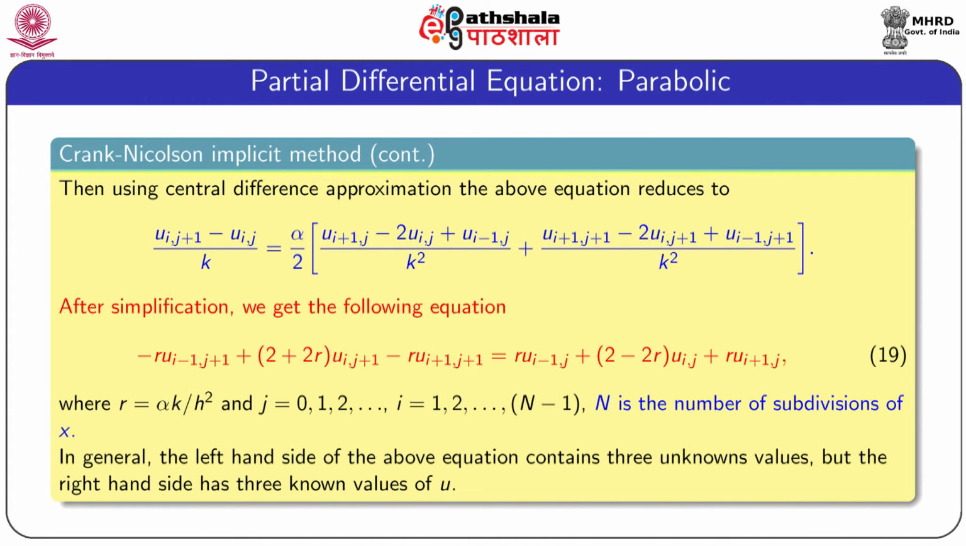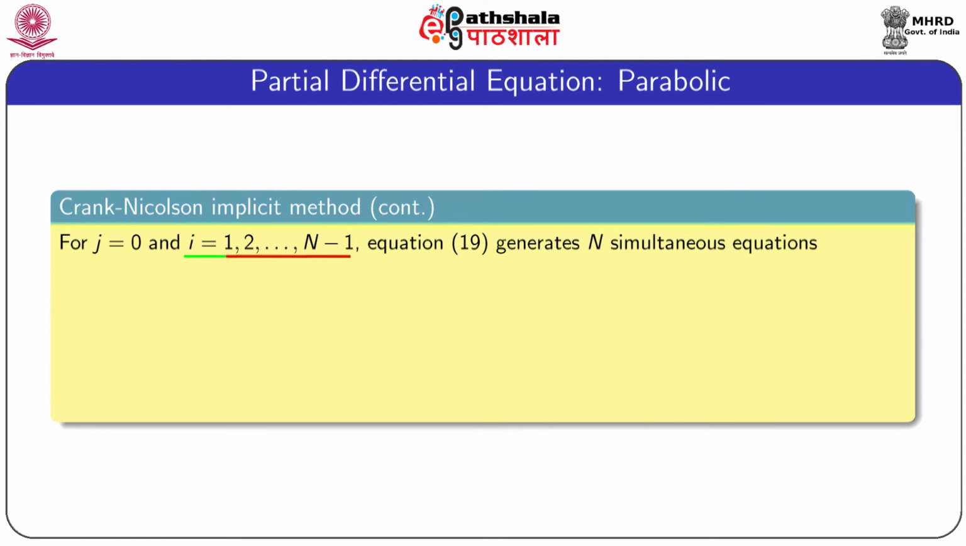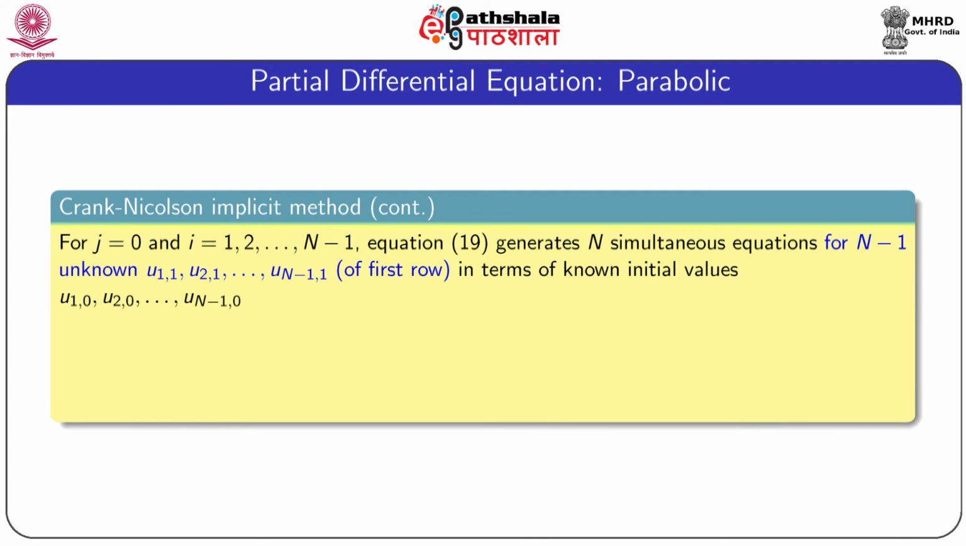In general, the left hand side of the above equation contains 3 unknown values, but the right hand side has 3 known values of u. So, this is an implicit method. For j equal to 0 and i equal to 1 to n minus 1, equation 19 generates n minus 1 simultaneous equations for the unknowns u11, u21 up to un minus 1,1. That means these are the values of the first row of the table, in terms of the known initial values u10, u20 up to un minus 1,0.